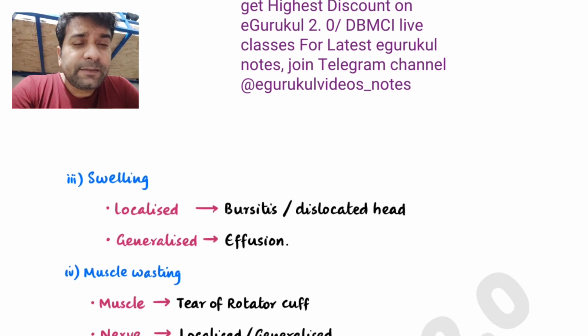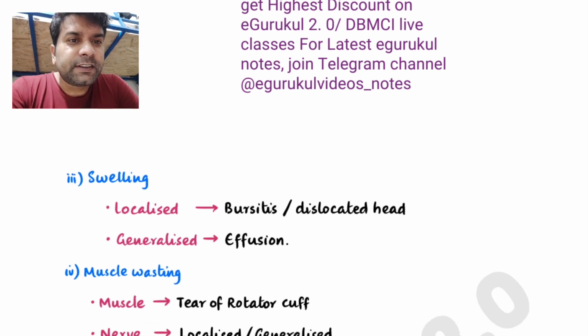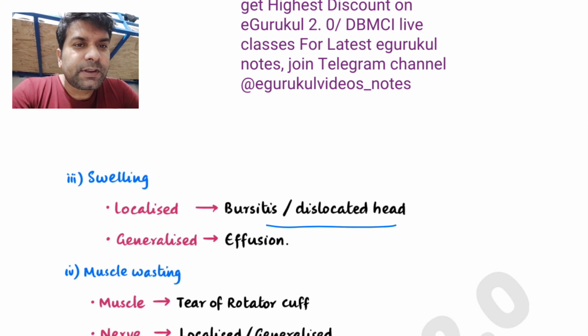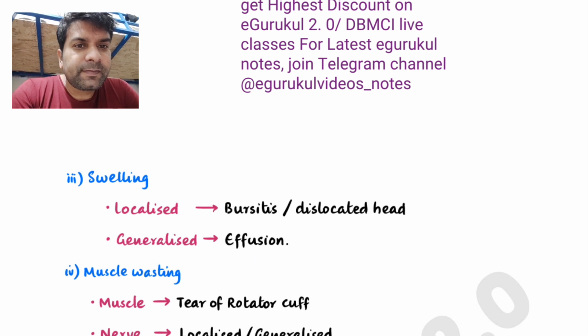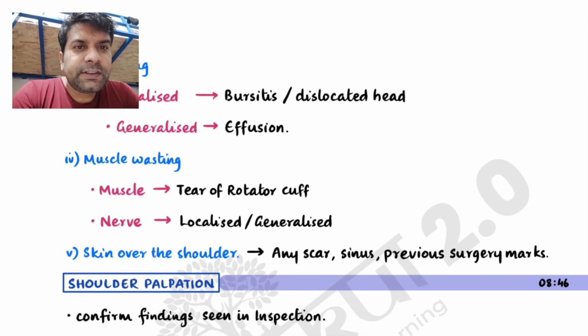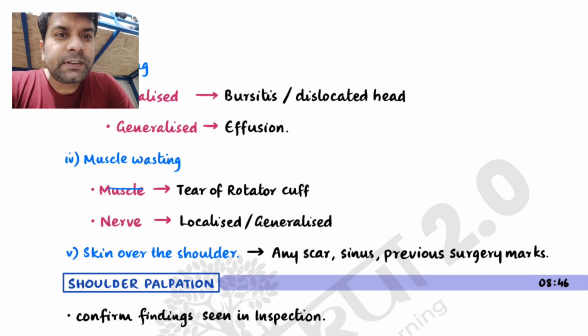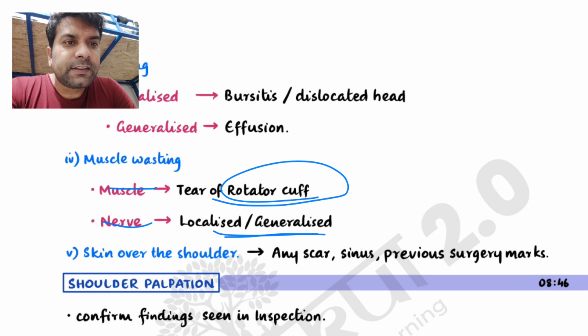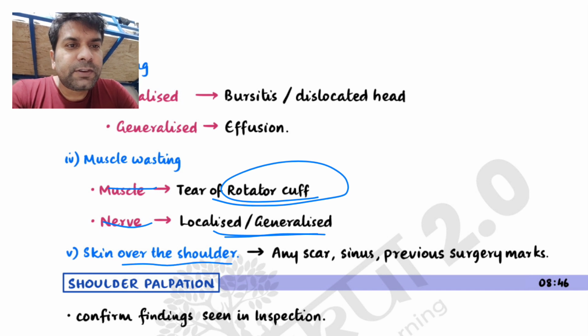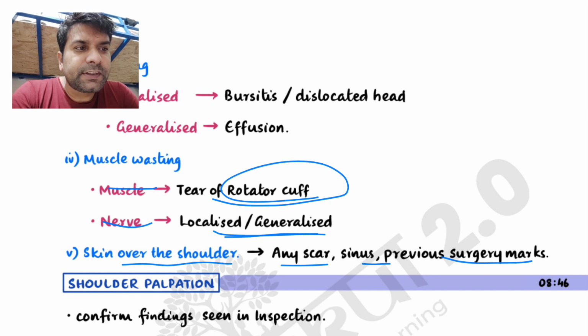Swelling: if localized swelling was there, then it is because of bursitis or dislocated head. Localized, generalized is because of effusion. So muscle wasting, muscle tear off, rotator cuff, nerve, localized या generalized. Skin over shoulder: any scar, sinus, previous surgery mark was there or not.